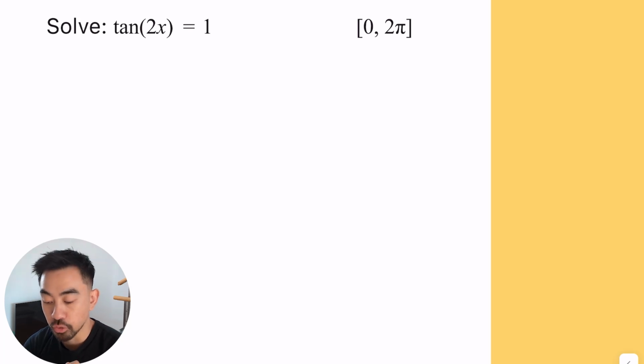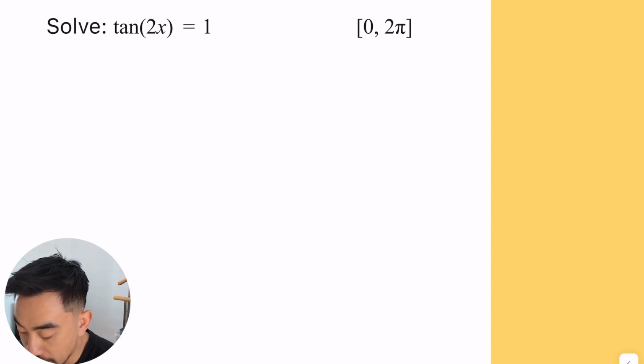So today we're going to do more trig equations, but we're going to look at doing multiple revolutions, so going around the unit circle more than once. If you haven't watched the previous video where we just do one revolution, make sure you do that. But with that said, let's get into it.